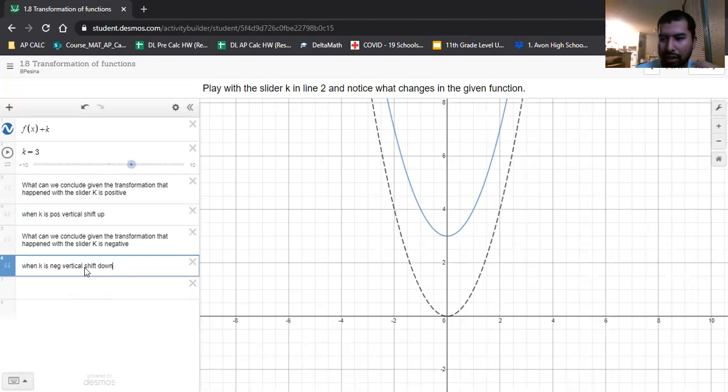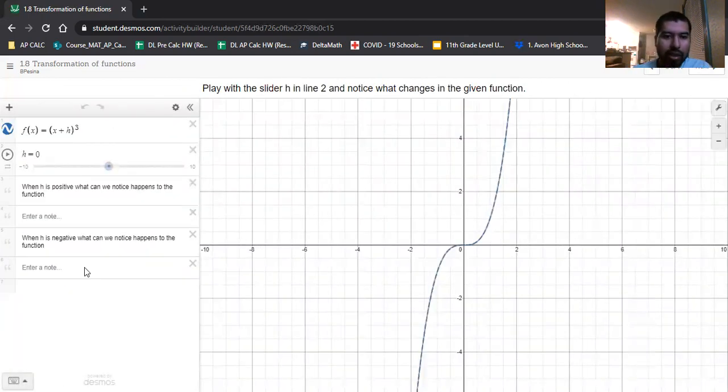And hopefully you saw that if you go ahead and add a positive number, your entire shape, every single point goes up. And if you add a negative k, every point goes down. Okay, so that wasn't that bad. Let's go ahead and look at this one.